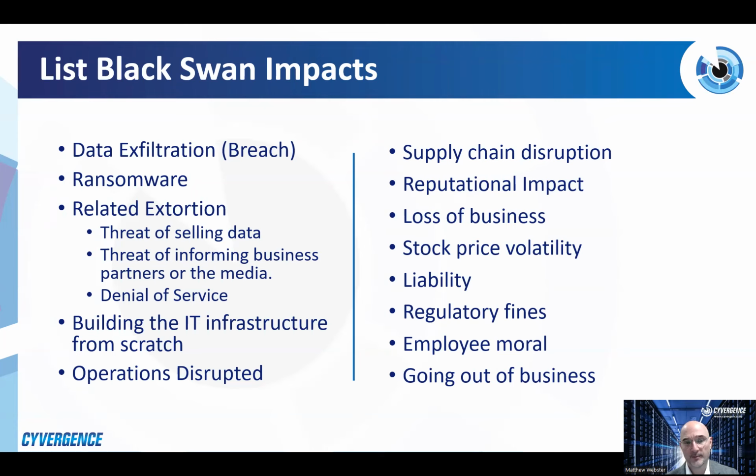But when you're listing the black swan impacts, other things are you have to build your entire infrastructure from scratch. As we saw with the Ukraine war, there's a new type of malware called wiperware. It just simply wipes out the whole system. And what do you do in that particular case? Well, not much. You're close to breaking the individual systems and having to build them. There's supply chain disruptions, reputational impacts to consider, loss of business, stock price volatility, liability, regulatory fines. All of these things can affect organizations. In the worst case scenario, some of these companies may actually go out of business. We hope it never happens, but the reality is it has happened.